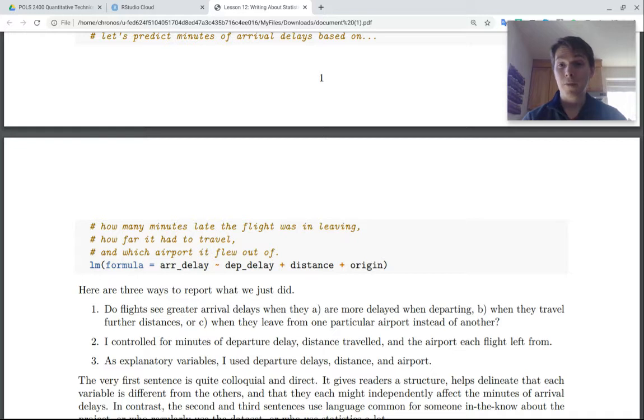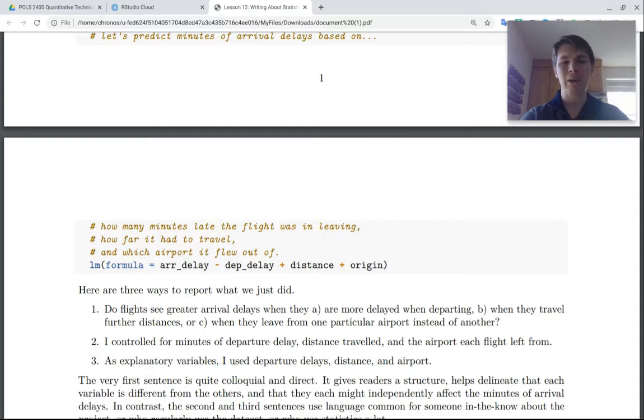Here are 3 ways to report this. I like the first one the best, and they get kind of worse as you go on. Do flights see greater arrival delays when they are more delayed when departing, when they travel further distances, or when they leave from one particular airport instead of another? That's a really nice way to introduce your predictors. Alternatively, I controlled for minutes of departure delay, distance traveled, and the airport each flight left from. Finally, as explanatory variables, I use departure delays, distance, and airport.